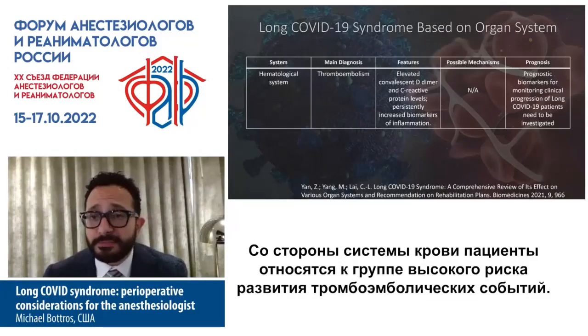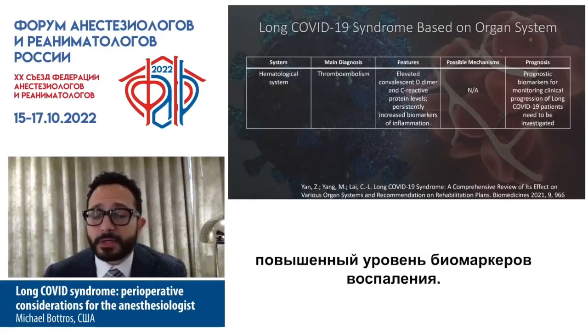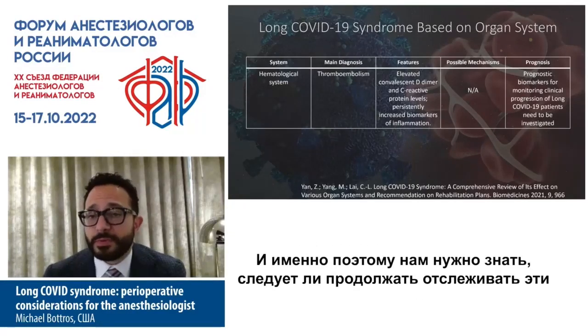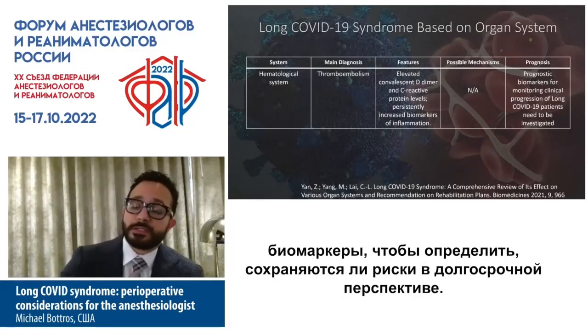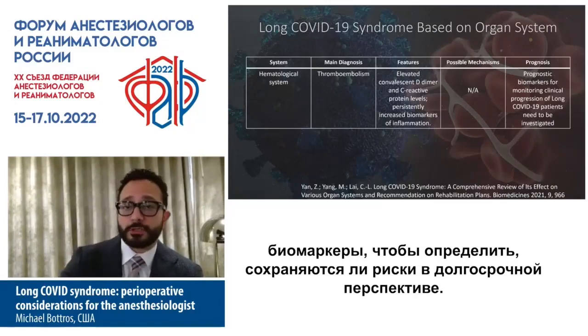From a hematological system, patients are at high risk for developing thromboembolic events. We see elevated convalescent D-dimer and C-reactive protein levels, increased biomarkers of inflammation. And that's why we need to know whether or not we should continue monitoring these biomarkers to determine if the risks are still continuing to be associated long-term.